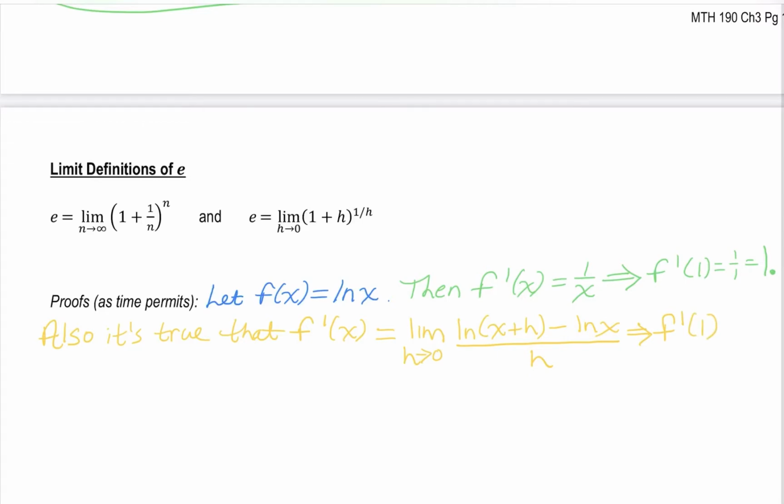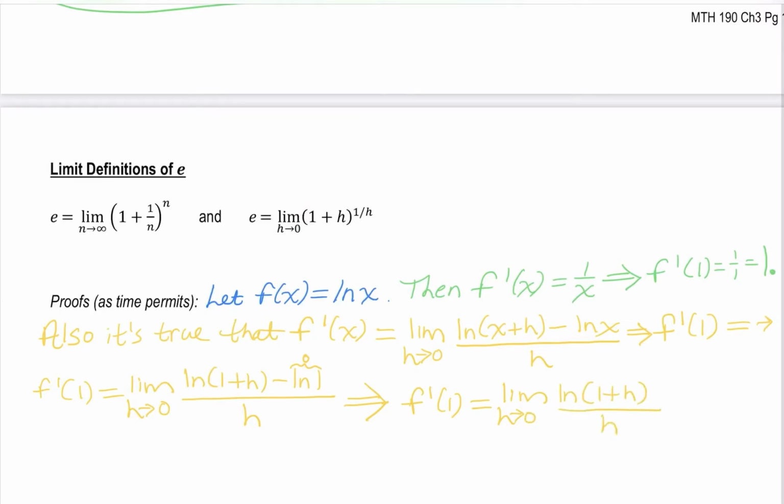So f prime at 1, let's rewrite that. All right, f prime of 1, so subbing 1 in for x. So what would that tell me? This would equal the limit as h goes to 0 of natural log of 1 plus h minus natural log of 1, all over h. And natural log of 1 we know to be 0. So this now tells me that f prime of 1 is equal to the limit as h goes to 0 of natural log of 1 plus h all over h.